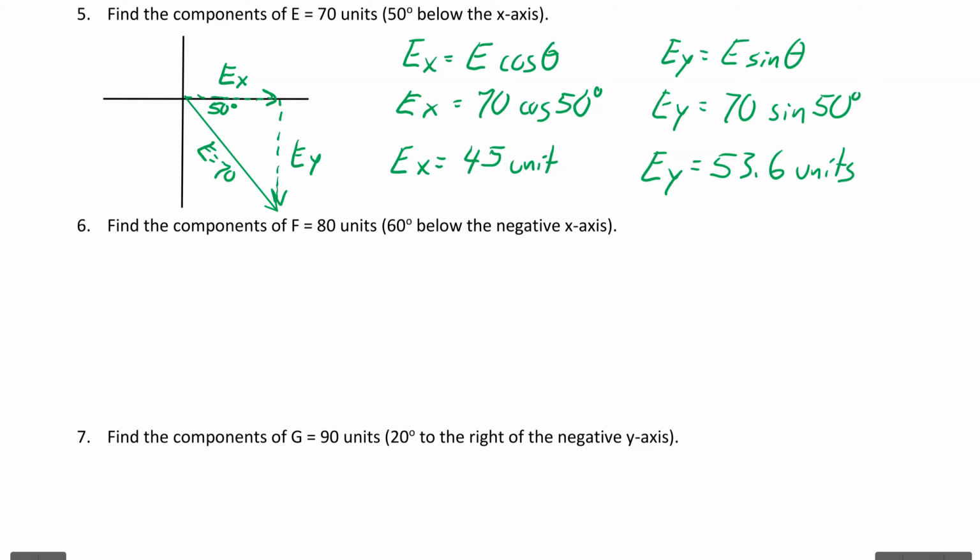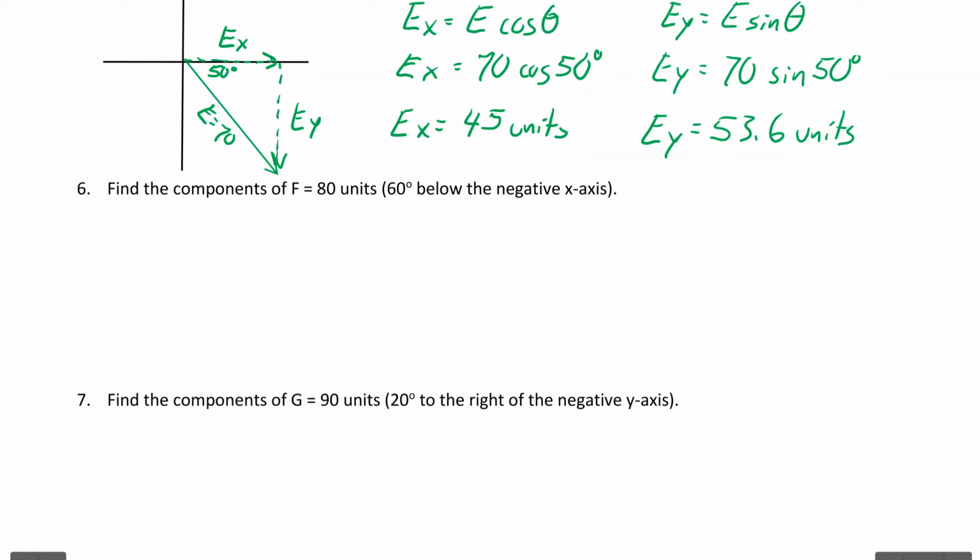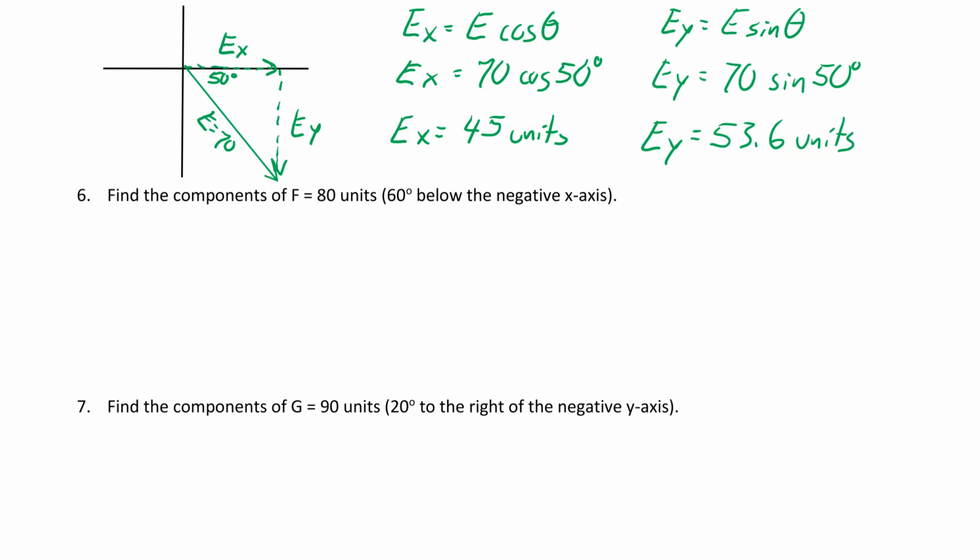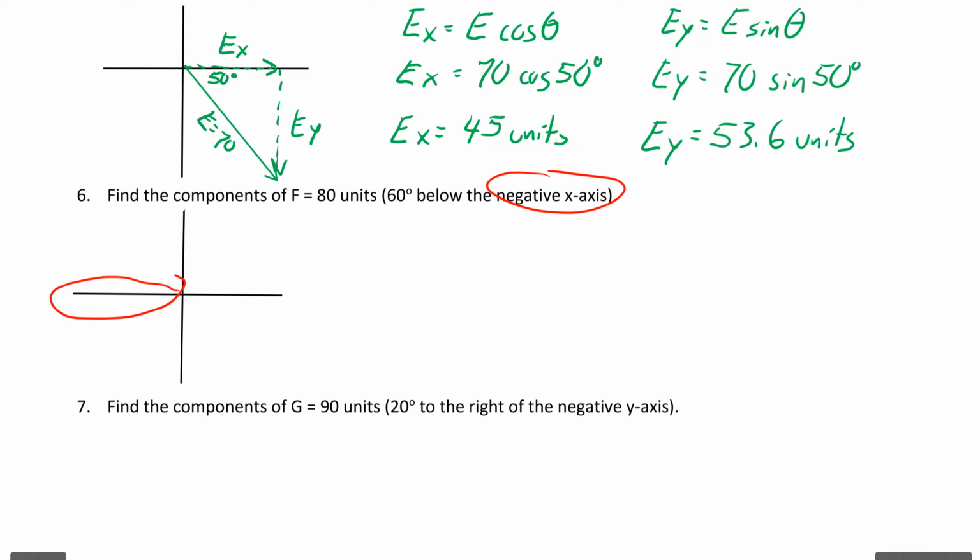Units. Number 6: find the components of F equals 80 units, 60 degrees below the negative x-axis. So this might be confusing. Draw your axes, identify where the negative x-axis is, so it's horizontal and on the left side, and we're going 60 degrees below that. So here's the negative x-axis, and we're going 60 degrees below the negative x-axis.